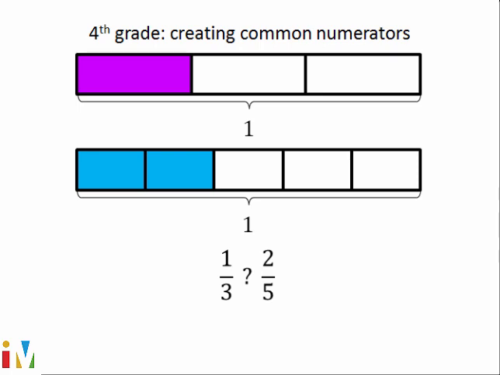Another strategy for comparing fractions is to find a common numerator. For example, if we want to compare 1/3 and 2/5, we can partition all the thirds into two pieces. We can then see that 1/3 is equivalent to 2/6, and we know 2/6 is less than 2/5 because sixths are smaller than fifths.